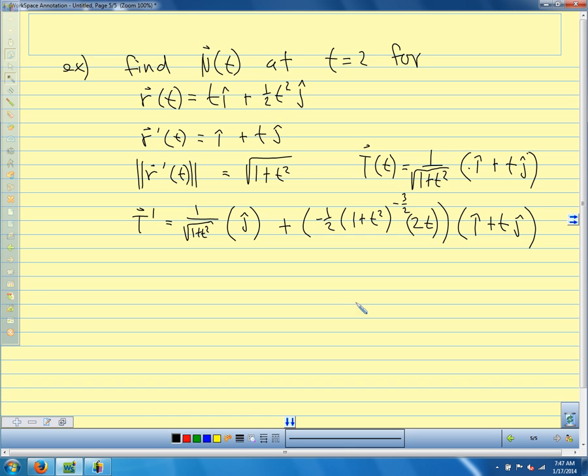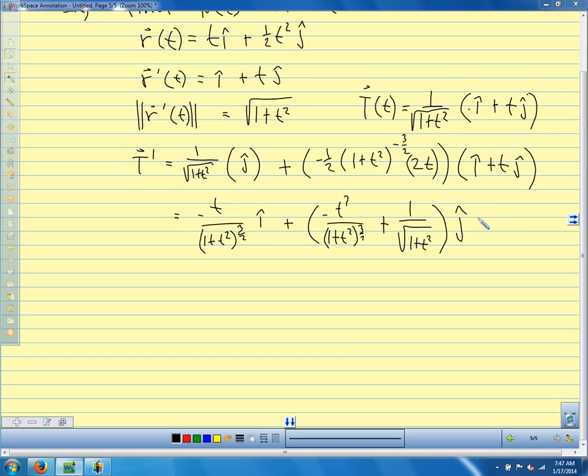If I simplify this and distribute, I get minus t over 1 plus t squared to the 3/2 i plus minus t squared over 1 plus t squared to the 3/2 plus 1 over the square root of 1 plus t squared, all times j. So there's T prime. And we haven't even found the magnitude of T prime yet.